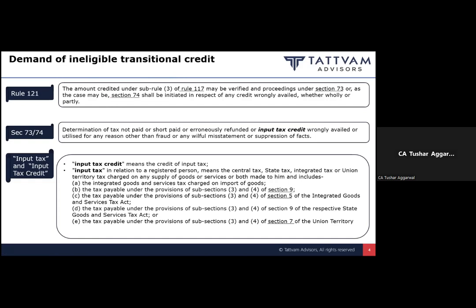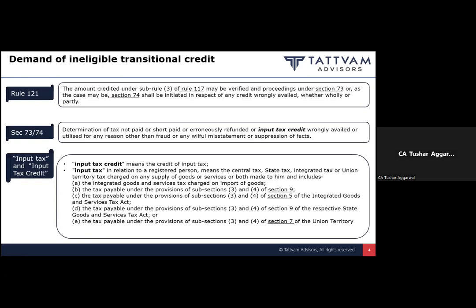So the first argument is that if the government is issuing a notice under 73 and 74 for demanding wrongly availed transitional credit, they don't have the power to issue a notice under 73 or 74, because 73 or 74 deals only with input tax wrongly availed and not wrong transitional credit. I repeat, it deals with only input tax wrongly availed and not wrong transitional credit.